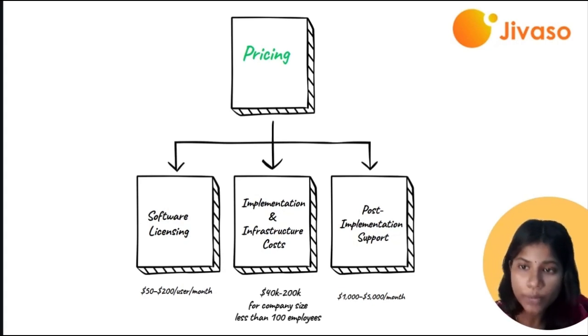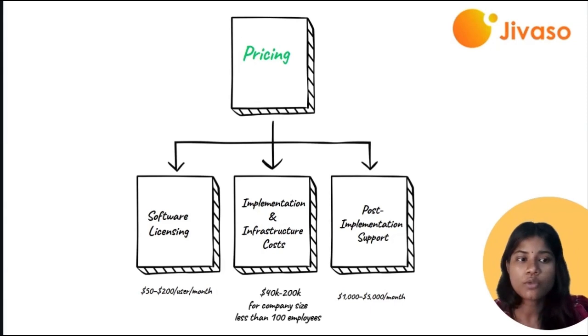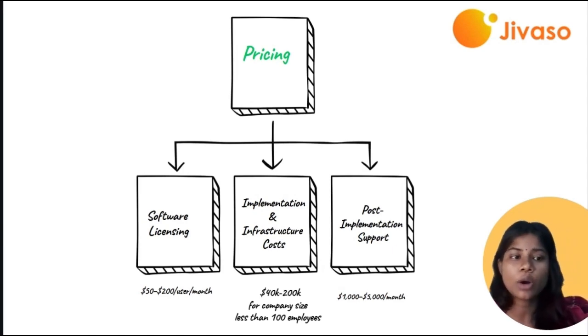And when we talk about the pricing for this, the implementation costs typically range from $40,000 to $200,000 for small to medium-sized businesses with under 100 employees. Of course, the final cost depends on your specific business needs and operational complexity, but this should give you a ballpark for initial budgeting purposes.